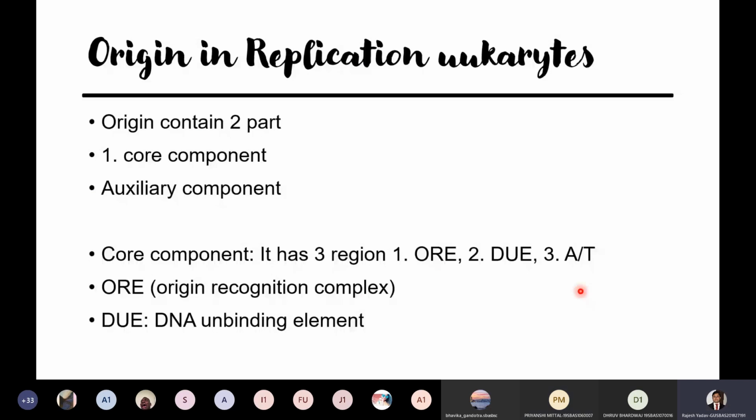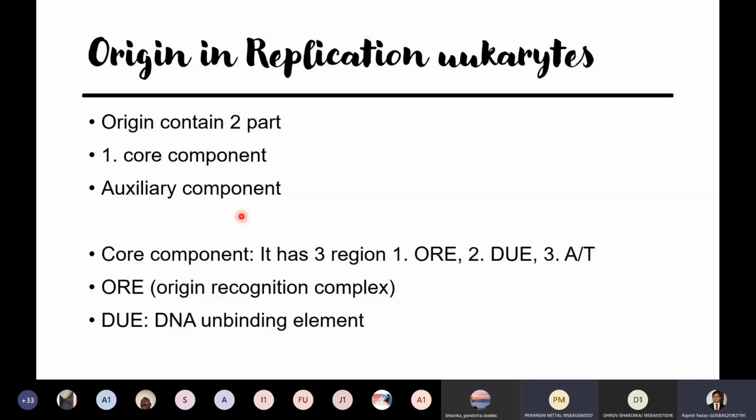Okay, today we will study about the replication in the eukaryotes. So the eukaryotic origin has two components: one is a core component and the second is an auxiliary component. As we have discussed in the prokaryotes, in the bacteria and phage virus, the replication will always start from a specific site of the DNA that is called origin. In the same way, in eukaryotes, replication will also start from the origin. So this origin has two components.